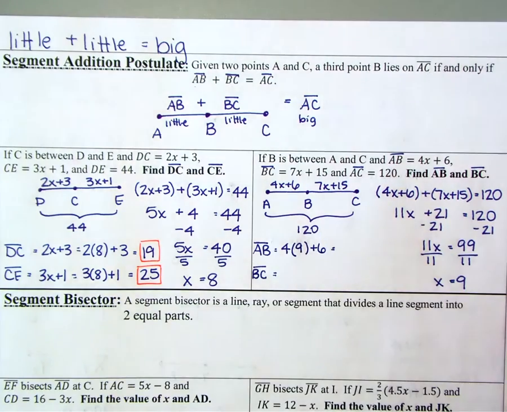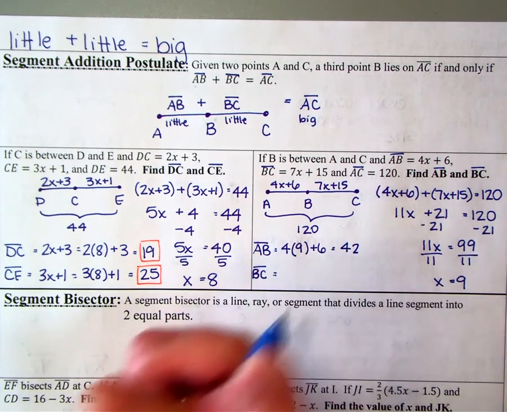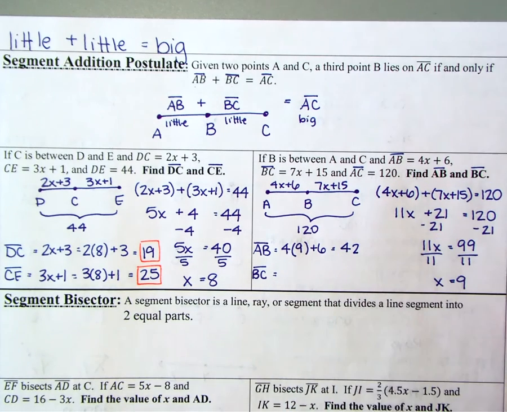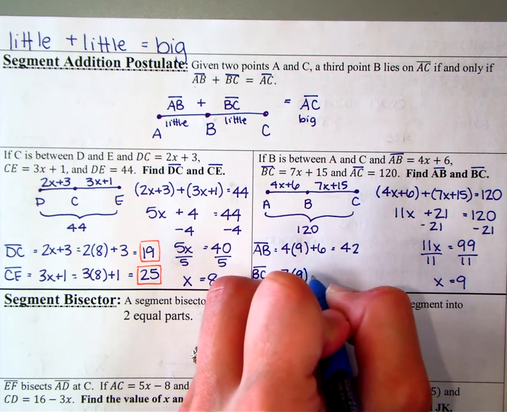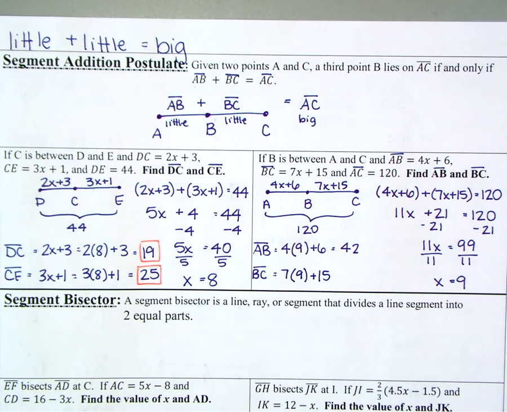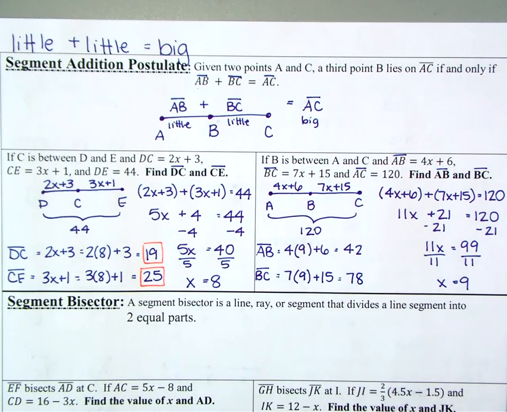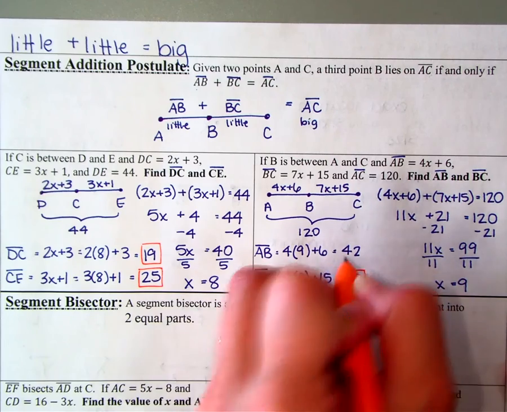So AB was 4x plus 6, so now I have 4 times 9 plus 6. So I've got 36 and 6, which gives me 42. And from there, what I really could do is subtract it from 120 and find whatever's left. But we'll make sure to plug it in just for the practice. So 7 times 9 plus 15. So we have 7 times 9 is 63, plus 15 should be 78. And so those are my answers there. And you can check, so add them together, does it equal 120? It does.